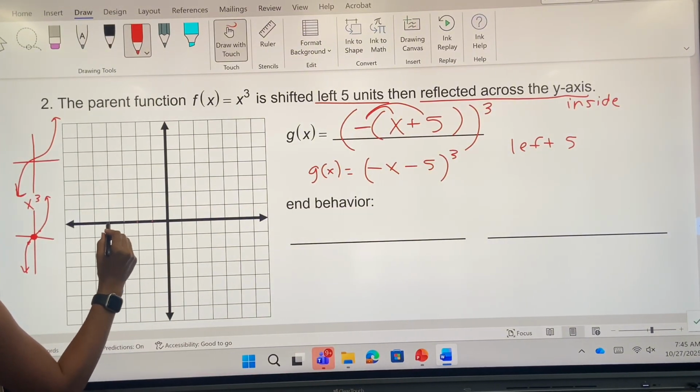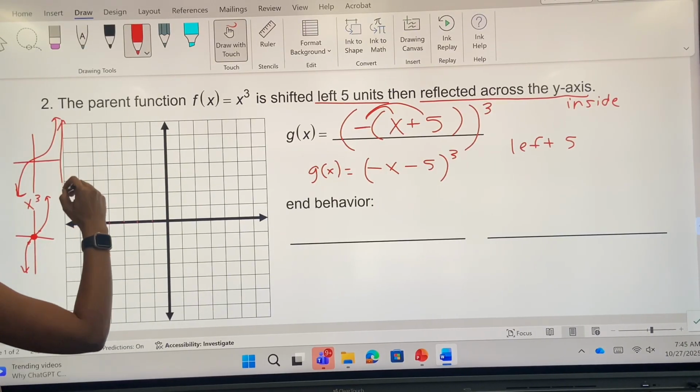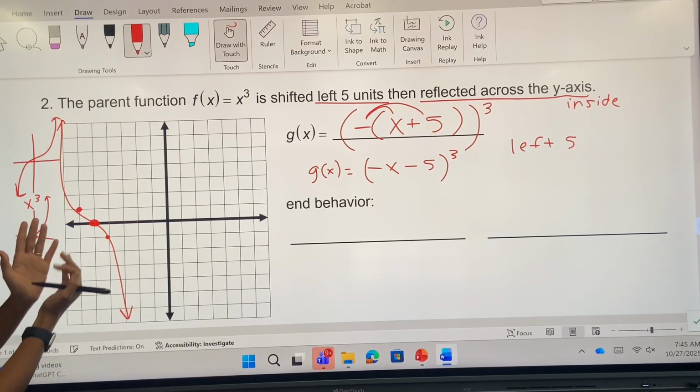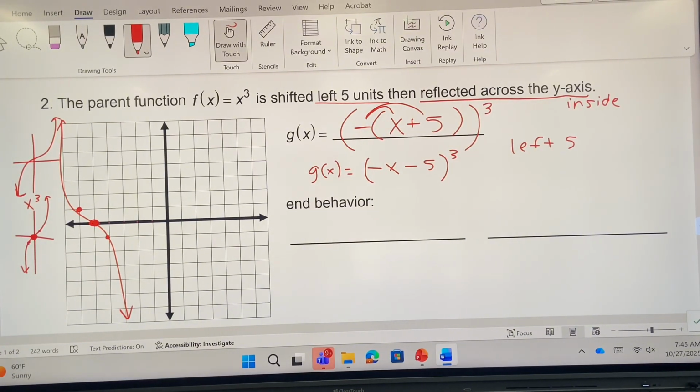1, 2, 3, 4, 5. And you always have the 2 next to it. It'll look something like this. If you want the exact points, just plug in the numbers around here. All right, and normally it looks like this, but it's reflecting across the y-axis. So this side looks like this, and this side looks like this. So it goes like that, reflected across the y-axis.